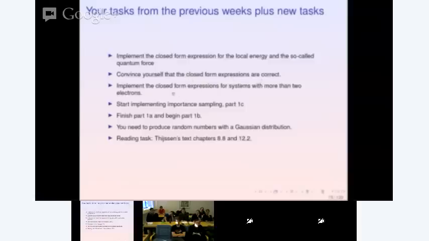When you write the program, think of writing it so you can look at more than two particles, so that the program is general, and you don't specify your program to just two electrons. Because in 2 weeks, we will start looking at beryllium, and beryllium has four electrons. And you could think of starting to implement importance sampling, and try to finish part 1A and 1B. We have a program for the random numbers with a Gaussian distribution.